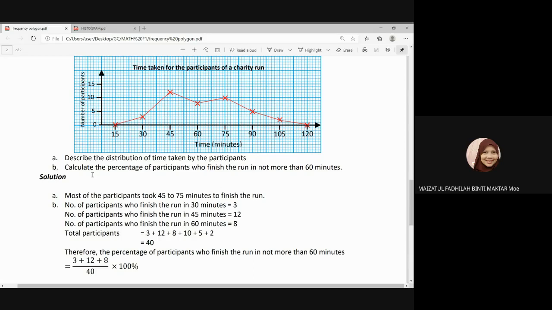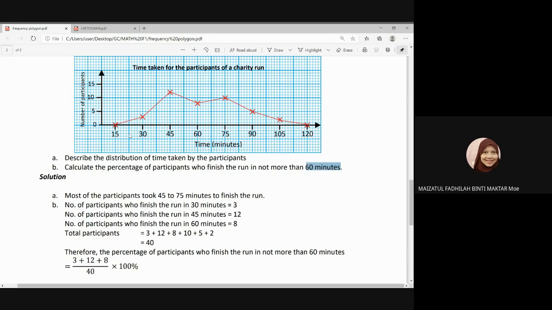Right. Next one, calculate the percentage of participants who finished the run in not more than 60 minutes. So you must find not more than 60 minutes. Usually if the question asks you not more than 60 minutes, you must include the values before this one also. Okay, so the number of participants who finish the run in 30 minutes is 3, 45 is 12, 60 is 8. What about 15? There is no participant who finished in 15 minutes, so this one is not included, right?